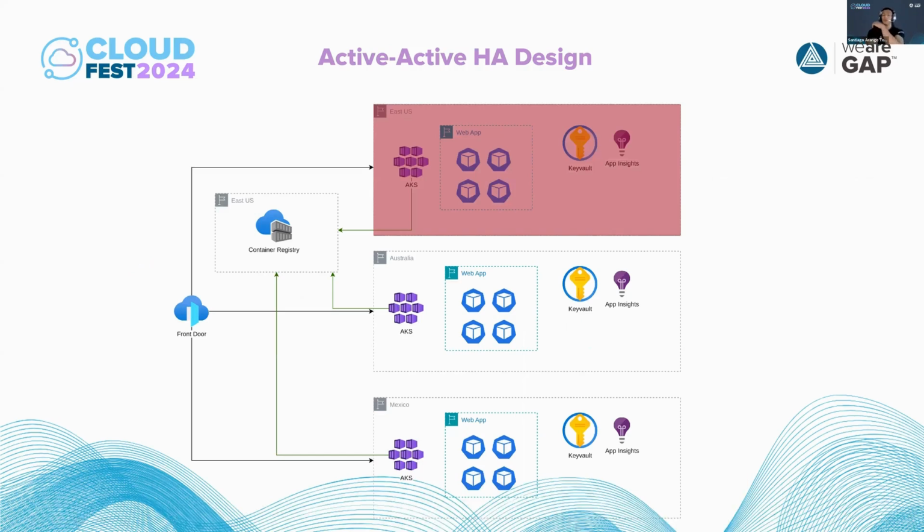So if the East US region goes down, the other 2 regions can start taking traffic for you without any problem. And when the region goes back online, you will be able to take traffic once more.